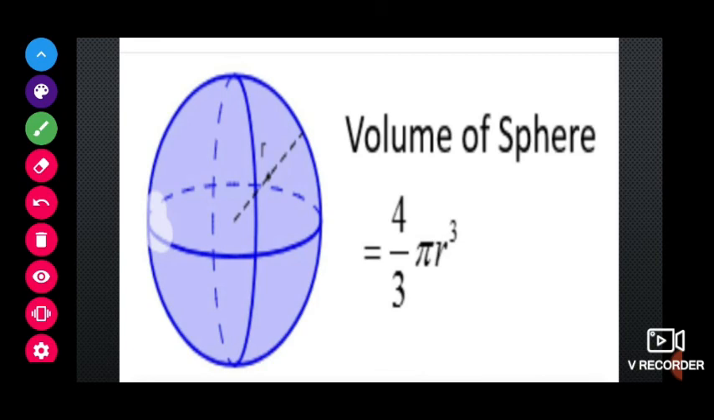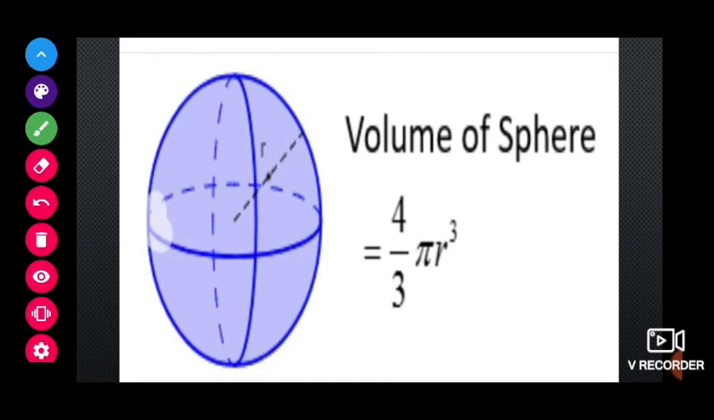Next is the volume of the sphere, children. I think you already know what is meant by a sphere. The sphere is a ball-like structure. Okay. So how can we find the volume of the sphere? It means 4 by 3 pi r cube.